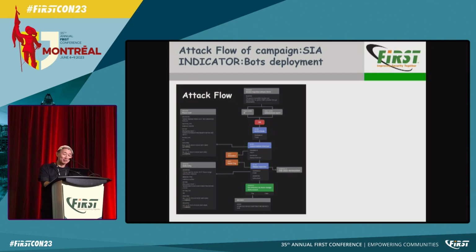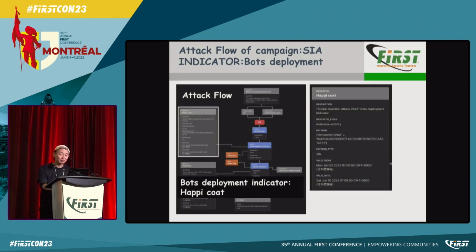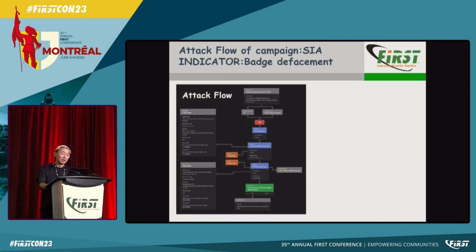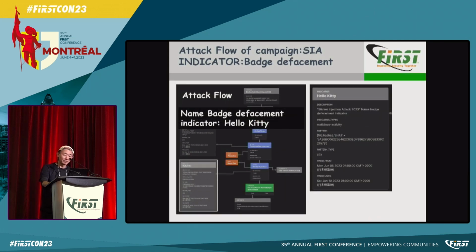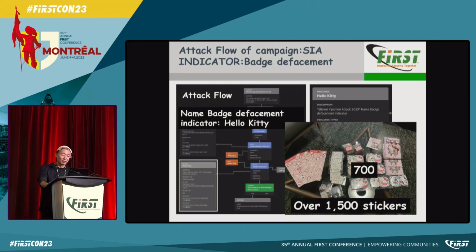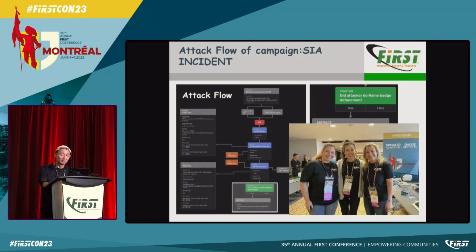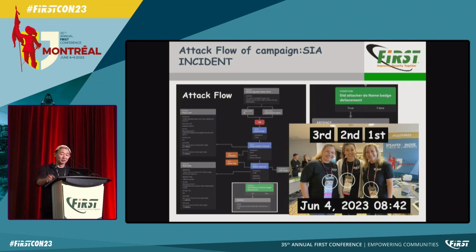Last indicator, bot deployment. The signal colors: green 3, yellow 3, and red 6. Our batch defacement indicator is over 1,500 stickers. Incident: first, second, third. First date, 8/42.